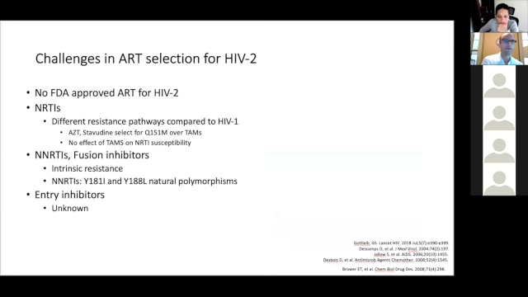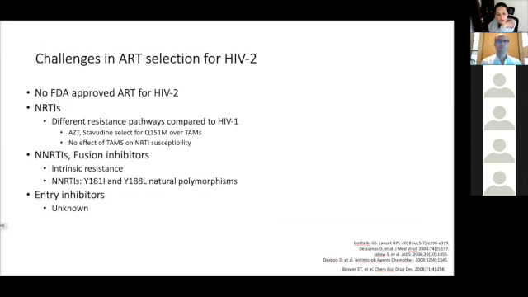Okay, great. So just to recap, we were chatting a little bit about HIV2 and the differences between HIV1 and 2, and just went over some of the testing differences. And so just a few comments on ART selection for HIV2 before we get back to Matthew's case. One being that, keeping in mind there's no FDA approved ART for HIV2.